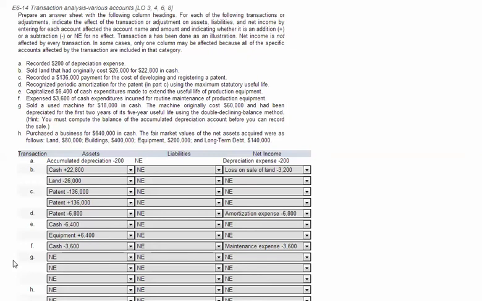The way we would calculate that, remember, is to take the book value times 1 over the useful life times 2. And that would be your annual depreciation expense.